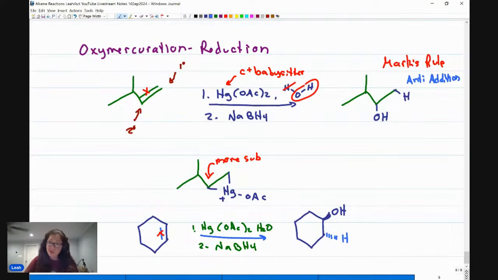Now, the steps are a lot more complicated than halogenation. So if you want to see the mechanism, go find my video for that on this channel. But the shortcut here is just recognizing the bridge forces OH on one side, H on the other side, for an anti-addition that happens to follow Markovnikov's rule.